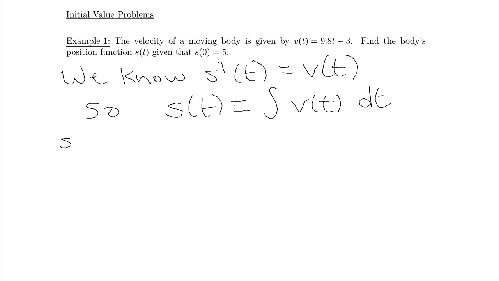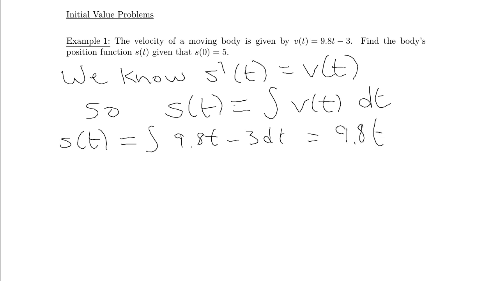So s of t is going to be the antiderivative of this 9.8t minus 3 dt. So let's think what that's going to be. Well, this 9.8 is just a constant, so it's going to stay in front. And then the t, we're going to apply the power rule. So it's going to be t to the power of 2 divided by 2. Minus 3 becomes minus 3t, because the derivative of minus 3t is just minus 3. And then we need plus some arbitrary constant. So if we do the division of 9.8 divided by 2, we get 4.9t squared minus 3t plus c.